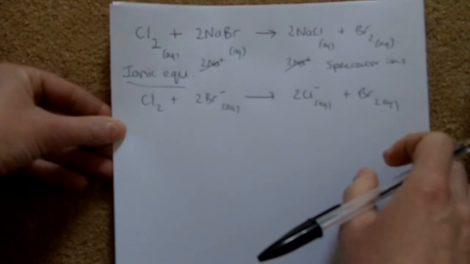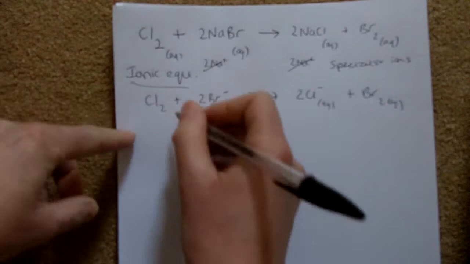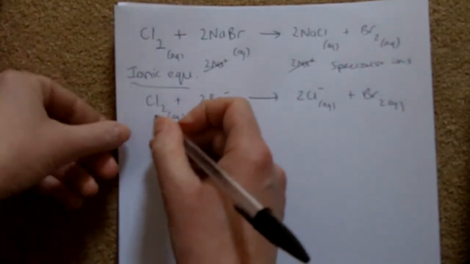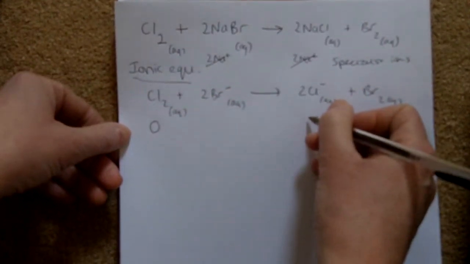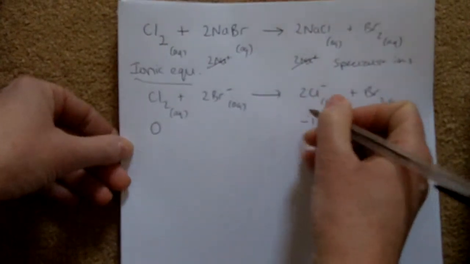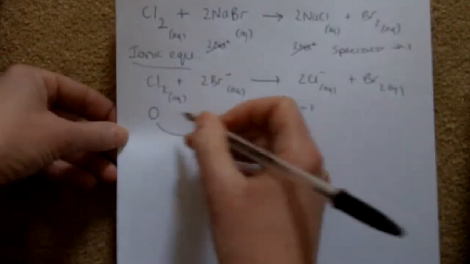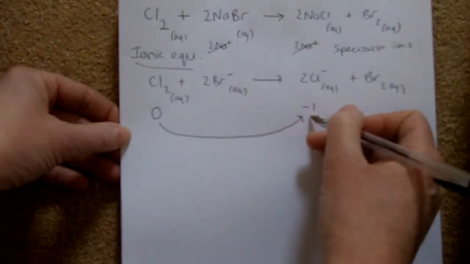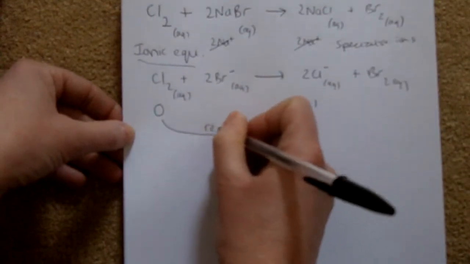All right, now let's have a look at oxidation states. What's the oxidation state of chlorine? This is chlorine in water. It's an element, so its oxidation state is 0. What's the oxidation state of the Cl now? It's just the charge, so it's -1. So Cl has gone from 0 to -1. The oxidation state has reduced, it's decreased, so we call that reduction.